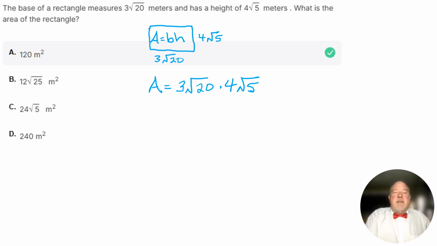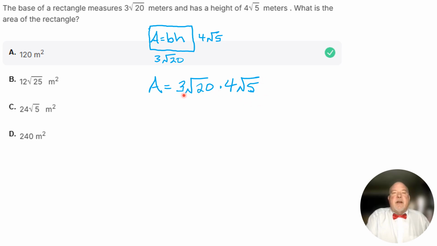So what I'm going to do instead is look at each of these radicals and see if they have any factors that are perfect squares. So for 20, I can factor that into 5 times 4 because 4 is a perfect square. Now 5, its only factors are 1 and 5. 1 is a perfect square, but that doesn't do anything. So I can't do anything with that.